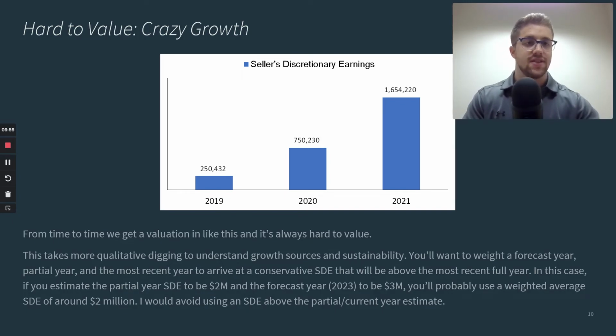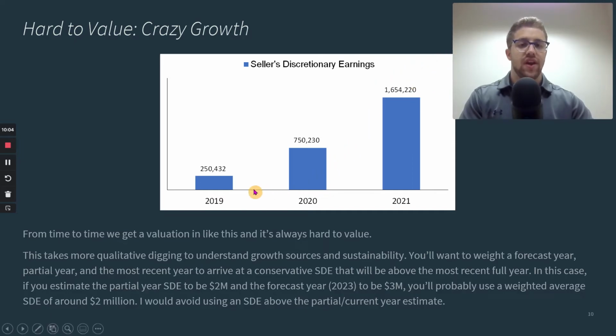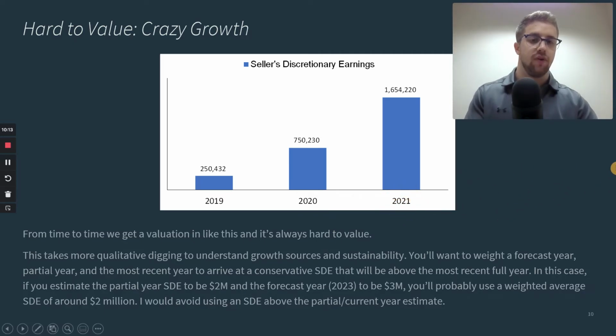And say in this case that the partial year showed that they were also up 25% over the most recent year. I would really start to look at weighting this maybe 5, then 10%, then 40%, and then start to weight into the future a little bit as well.